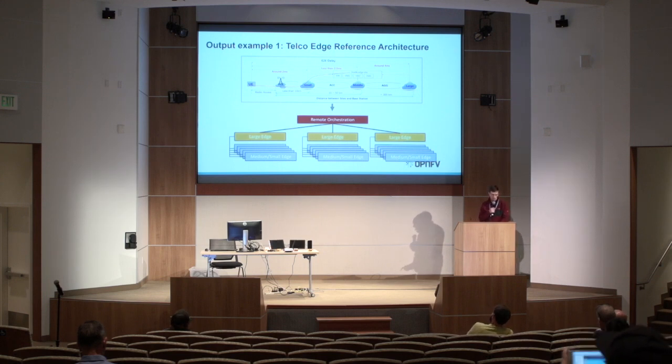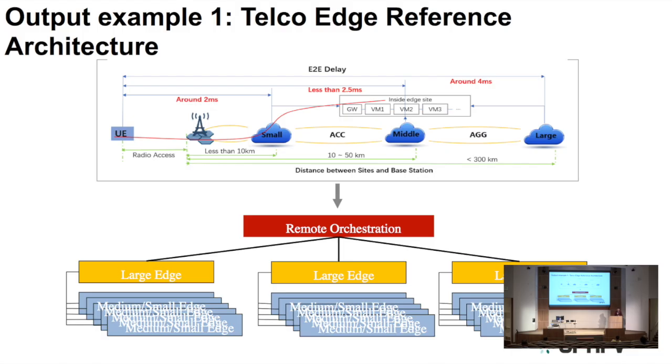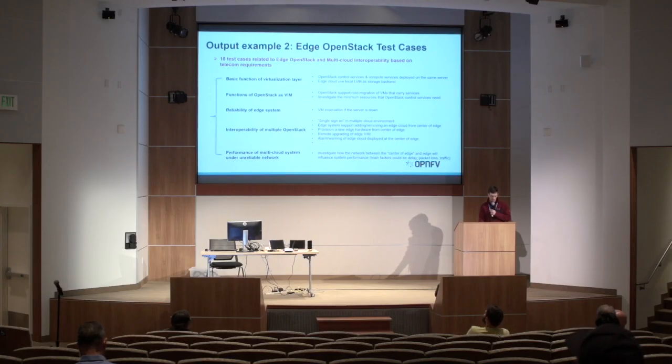This is just one example of an output, and this is actually based on a reference architecture, so it's based on China Mobile requirements, based on their measurements and requirements around latency between different sites in an edge deployment. So that's very useful because this is all real end user requirements.